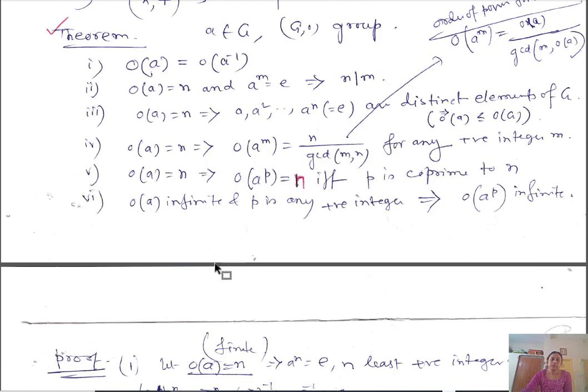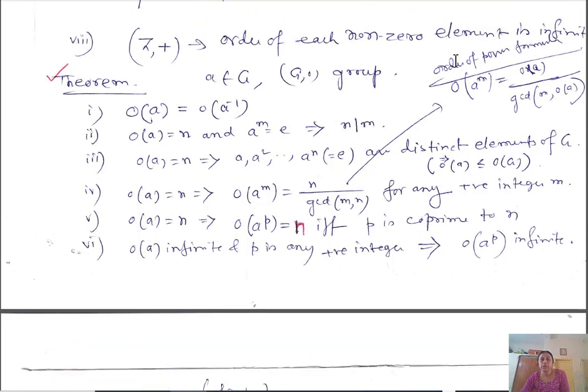Now this fourth one, I said earlier that I would discuss this proof. This is essentially the order of power formula. I will discuss this proof while discussing group theory, so I will discuss this one now. If the order of a equals n, then if you know the order of a, you can find the order of powers of a. So this is the order of power formula.